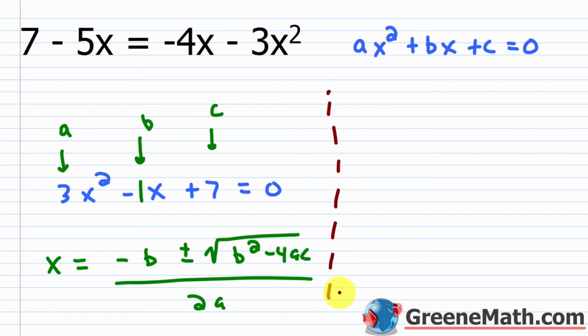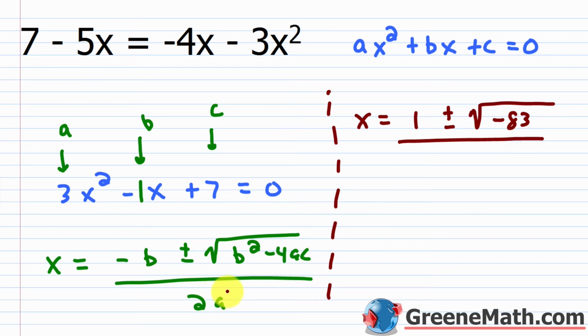So I'm going to go ahead and say that x is equal to the negative of b. B here is -1, so the negative of -1 is 1, plus or minus the square root of, again, b is -1, so b squared is 1. So you'll have 1 minus 4 times a. A is 3 here, so 4 times 3 is 12, times c. C is 7, and 12 times 7 is 84. So you'd have 1 minus 84, which is -83. And this is all over 2 times a. A in this case is 3, so 2 times 3 is 6.